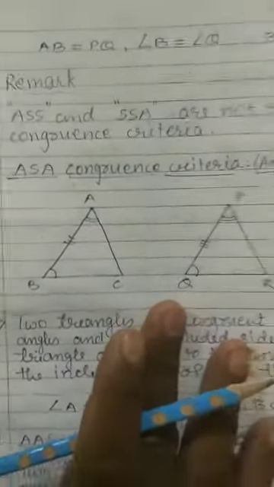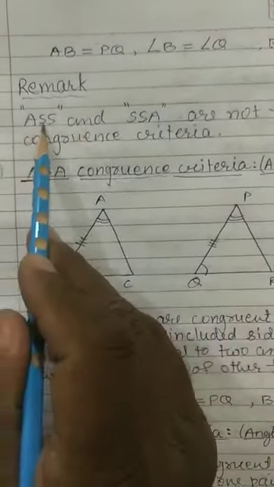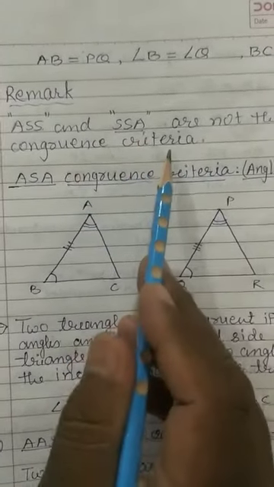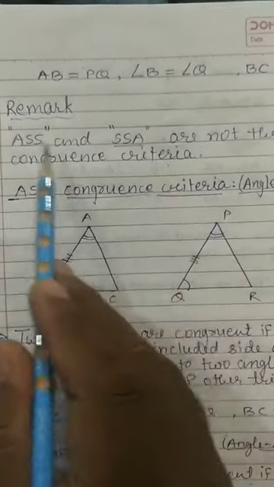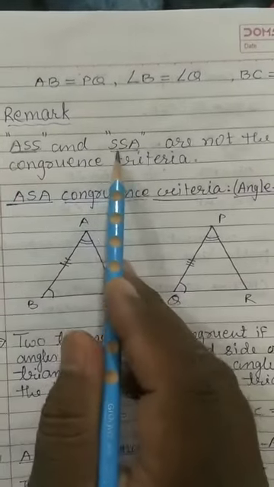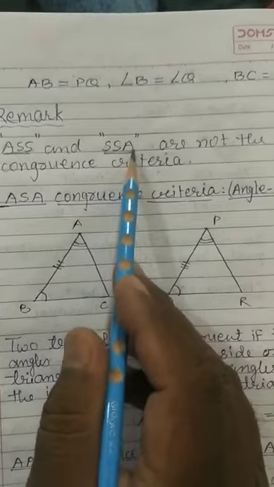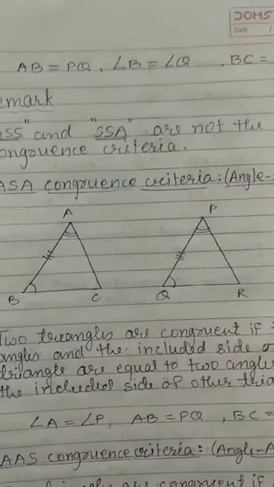Remember that one remark here: ASS and SSA are not the congruence criteria. Means you can't say ASS and SSA are the rules. Okay? So this thing you have to keep in your mind.